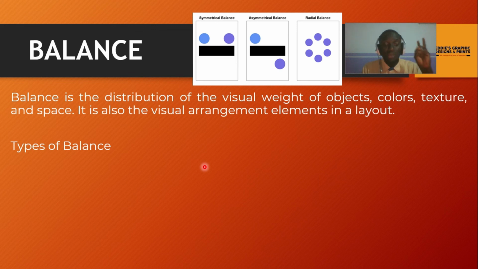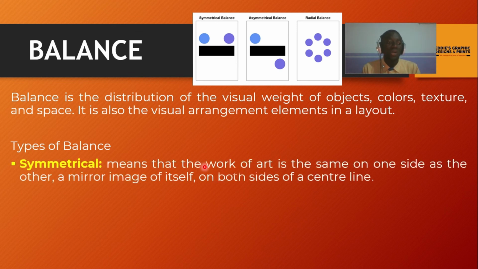There are 3 main types of balance. The first one is symmetrical balance. Now when you say symmetrical balance, what does it mean? It means that the work of art is the same on the other side, just as you are in a mirror. For instance, if you are seeing yourself in a mirror, just as I see myself in the camera, it is me. You see me here, the same as I see myself in the camera. That is what we call symmetrical.